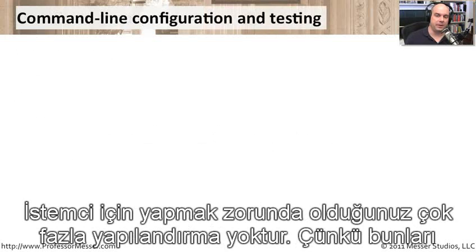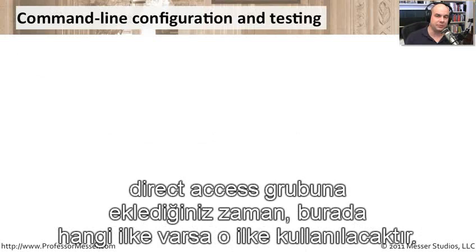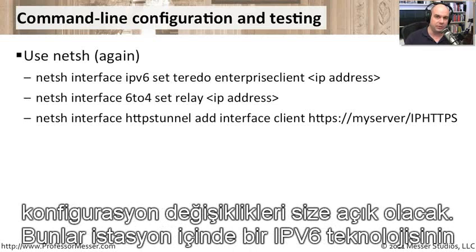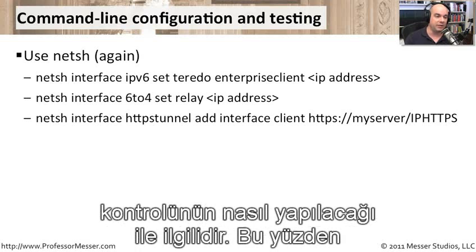There's not a lot of configuration you have to do for the client because once you add them to the direct access group, it's going to use whatever policies are there. But you may want to make some configuration changes at the command line, and the configuration changes available to you are associated with how the end station is able to check for and use those IPv6 technologies.